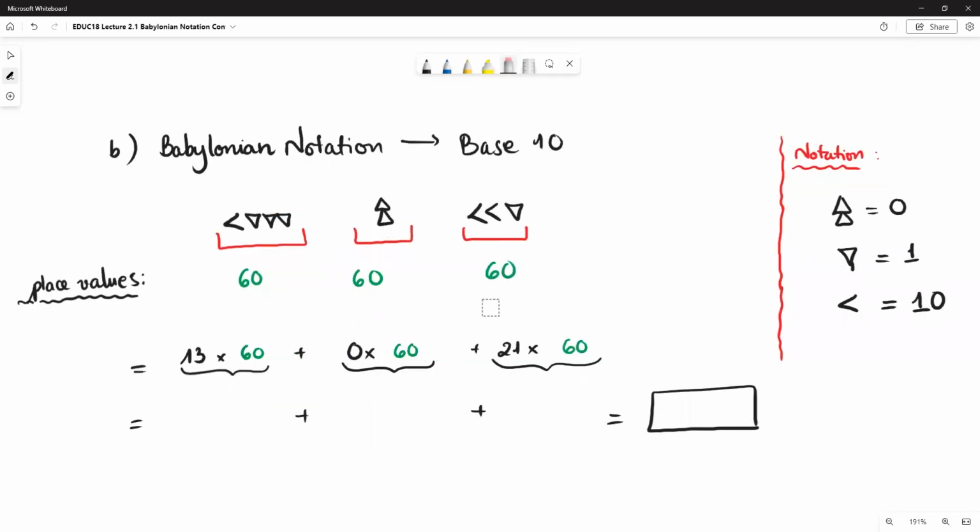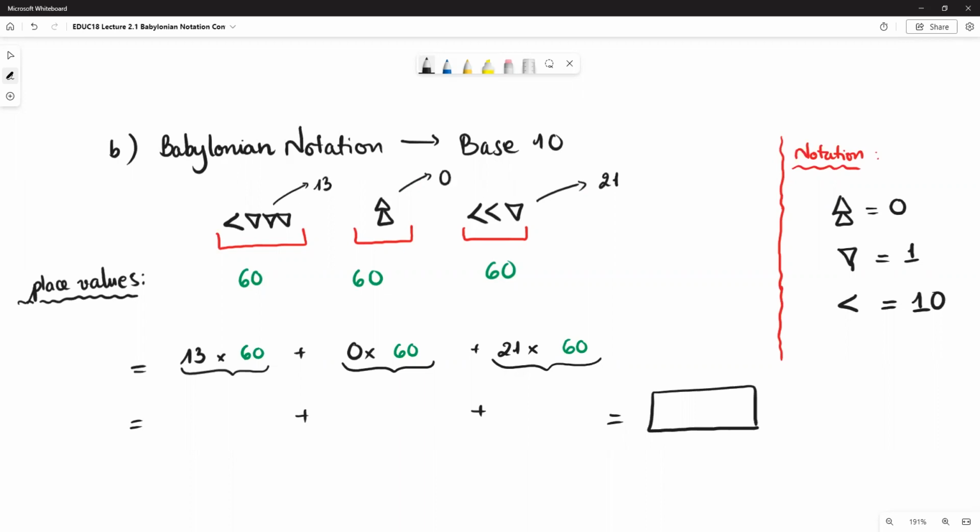All right, so let's do something with a bigger number. For the second example, let's convert this Babylonian notation to a number in base 10. So we start from the right side. We have two less than signs and one triangle. This means the value over here is 21. Over here, we have a double triangle. This means the value is 0. And here, we have 13.